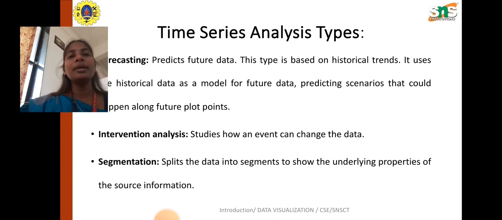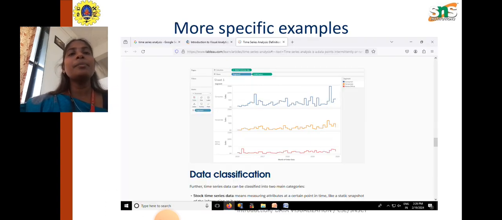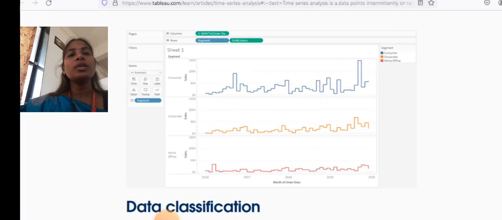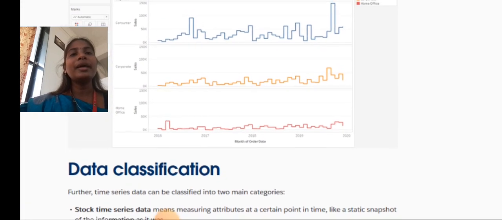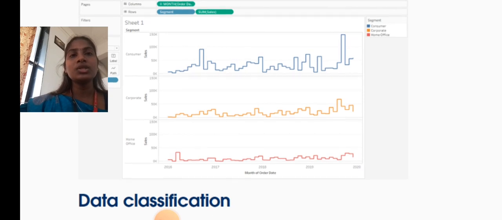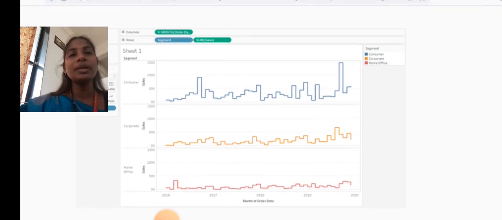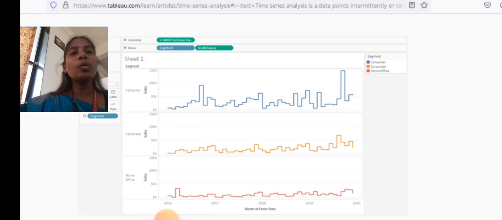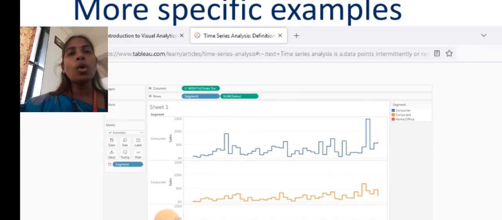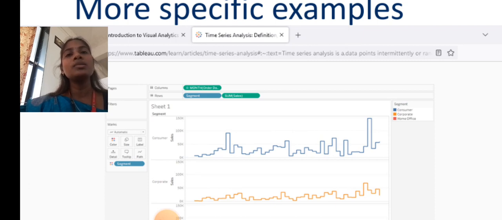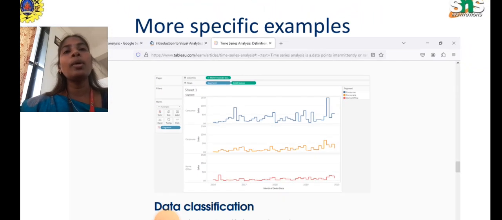Split the data into segments to show the underlying properties of the source information. This is the best example for segmenting the values. Here the red color graph at the top is one type of segmentation, yellow is another type, and the topmost blue is another type. Looking at the top, we see which rows and columns we need to take. In columns they are taking month, and in rows they are taking segment and some value. If you rearrange the columns and rows, it does not provide an efficient outcome, so we have to arrange them carefully.